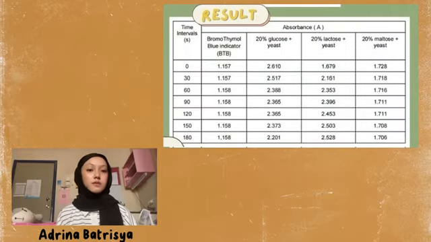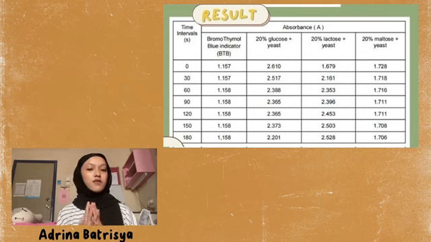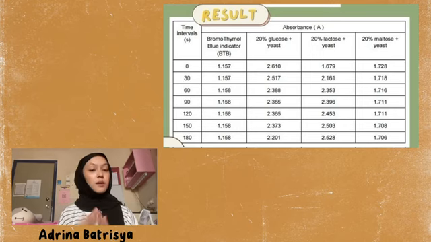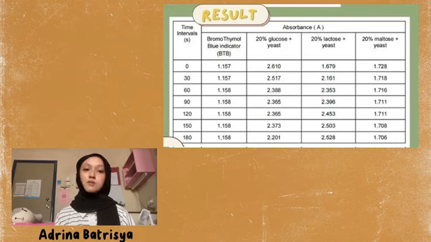As you can see from the table, in the result that we obtained, we measured the absorbance of each solution. Firstly, the absorbance for the bromothymol blue indicator increases. Secondly, the absorbance for 20% glucose plus yeast decreases. Thirdly, the absorbance for 20% lactose plus yeast increases. And last but not least, the absorbance for 20% maltose plus yeast decreases.